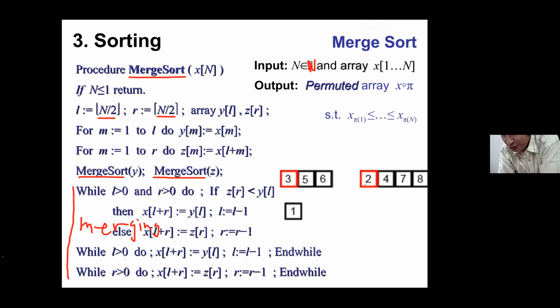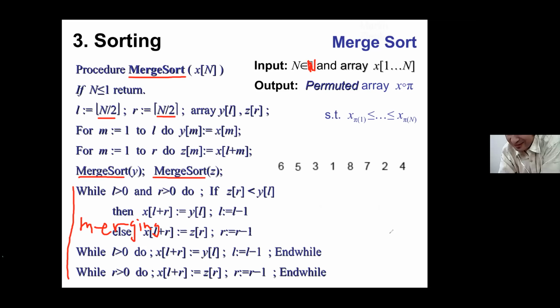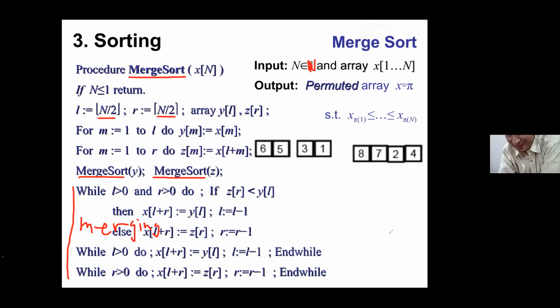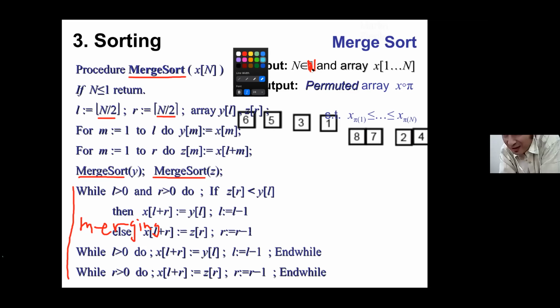So 1 with 2, you take 1. 2 with 3, you take 2. 3 with 4, you take 3. 4 with 5, you take 4. 5 with 7, you take 5. 6 with 7, you take 6, and then 7 and 8 remain. And now at the end, the whole array is sorted. So this is the idea of merge sort.